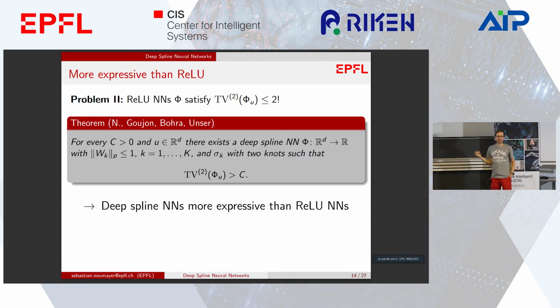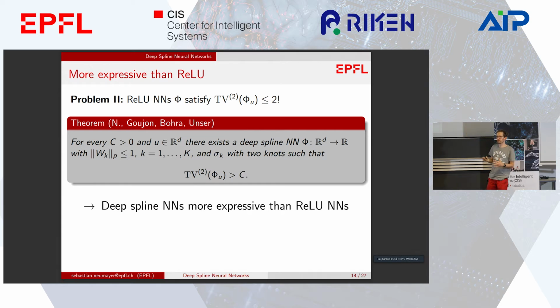Okay, the first nice thing is that we're really more expressive than ReLU neural networks. We have seen before that ReLU networks have second-order total variation bounded by 2. It would have been in the proof, but trust me on this. What we can actually show is that if we pick a constant c and some direction, then the second-order total variation of our network in this direction can be larger than c.